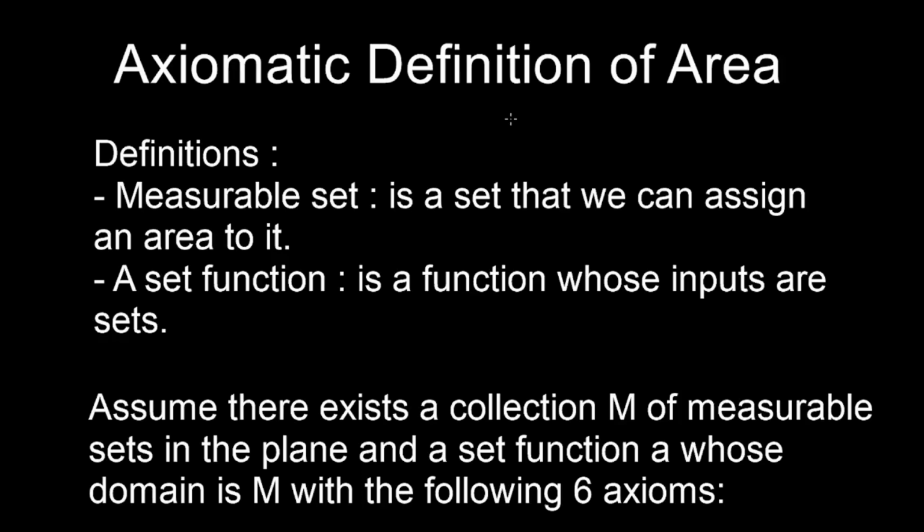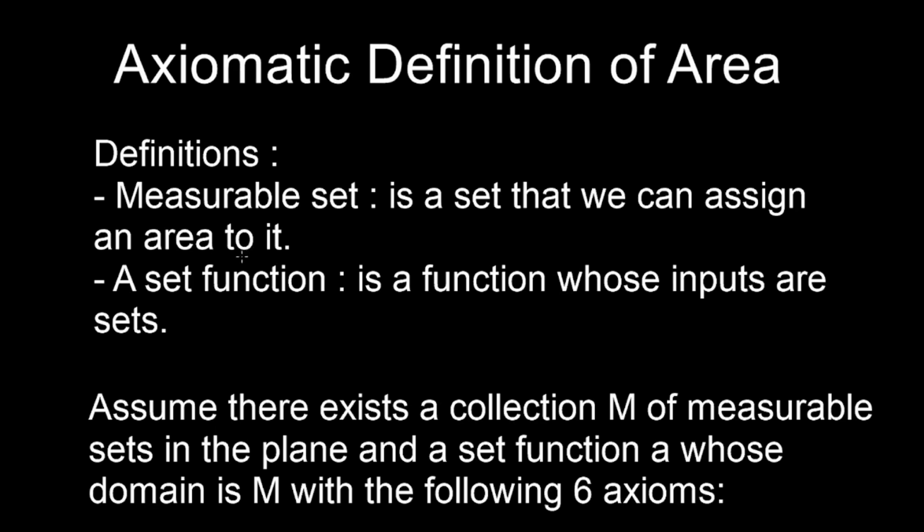Hello everyone, in this video I'm going to discuss the axiomatic definition of area. So we have two important definitions before we start. The first one is a measurable set. What is a measurable set? It is a set that we can assign an area to. For example, it could be a rectangle, a triangle, whatever.